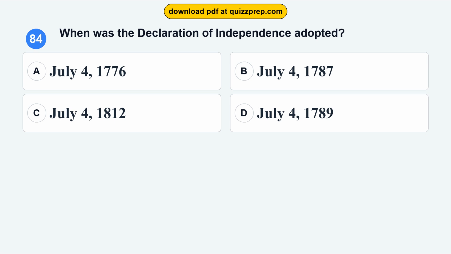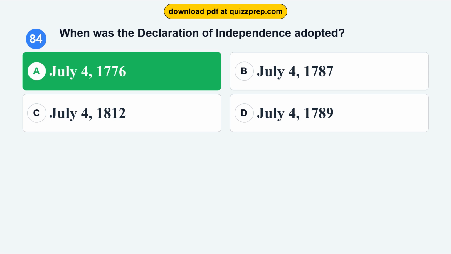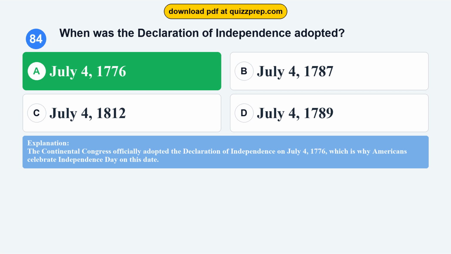Question 84. When was the Declaration of Independence adopted? Option A. July 4, 1776. Option B. July 4, 1787. Option C. July 4, 1812. Option D. July 4, 1789. The correct answer is option A. July 4, 1776. The Continental Congress officially adopted the Declaration of Independence on July 4, 1776, which is why Americans celebrate Independence Day on this date.